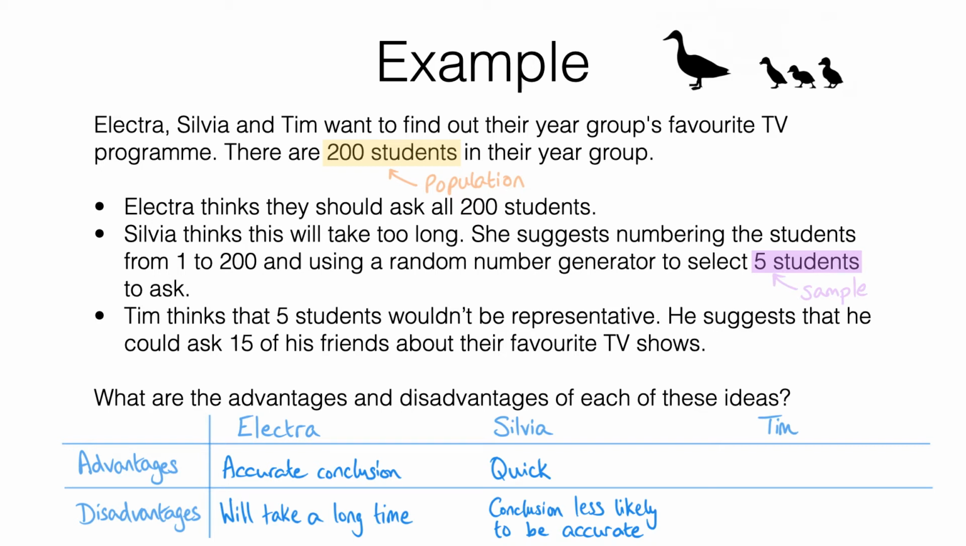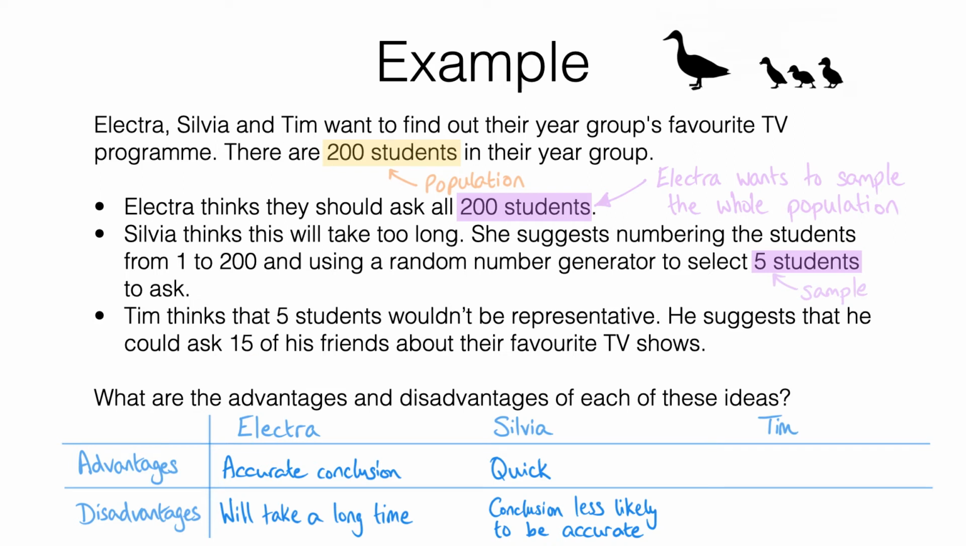By the way, before we go on to Tim, we should note that Electra also is technically sampling. It's just that her sample is the entire population. Okay, let's move on to Tim. Tim thinks that 5 students wouldn't be representative. That's just what we've been saying, and he's probably right. So he's suggesting what he thinks is better. He wants to ask 15 people.